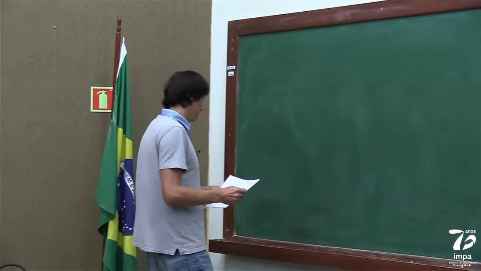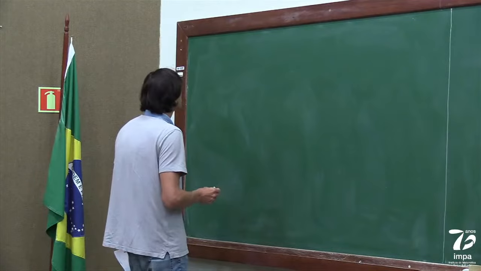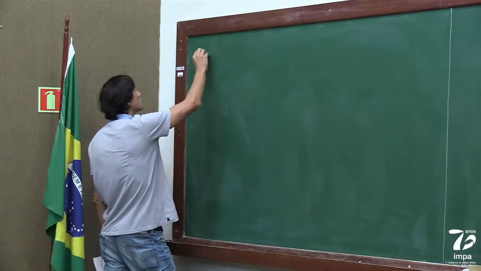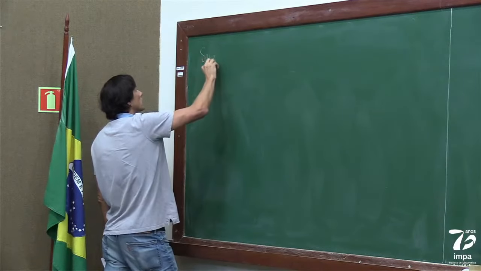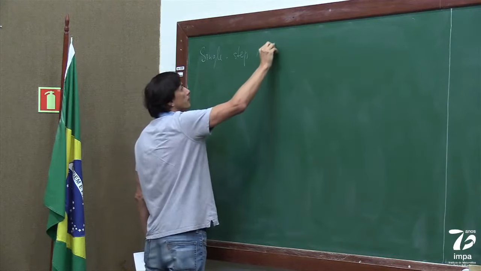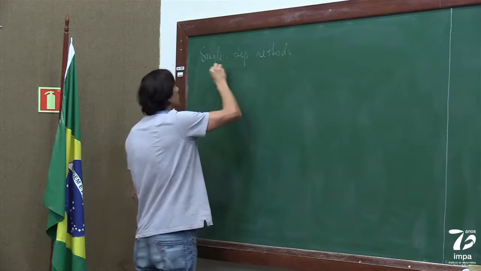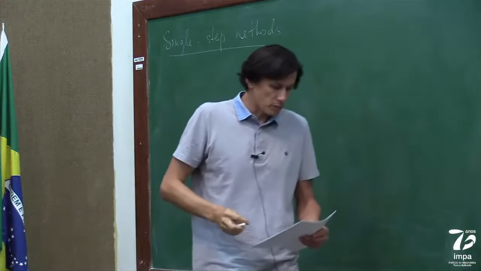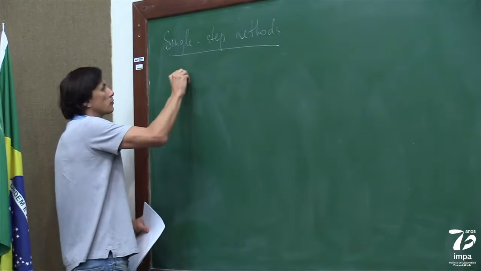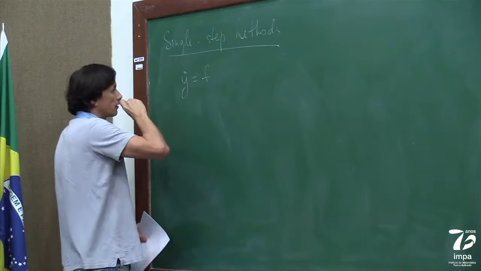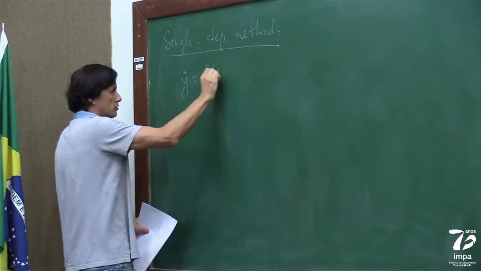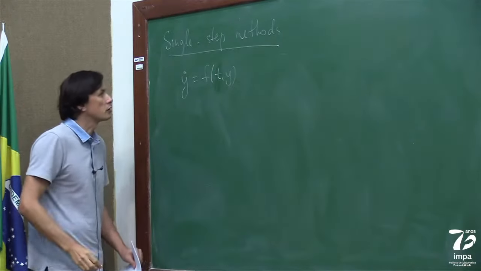So now let's look a bit deeper at the single step methods. So this is, remember, a method for solving initial value problems. So we're solving the problem which is the time derivative of y equals some function f depending on t and y.